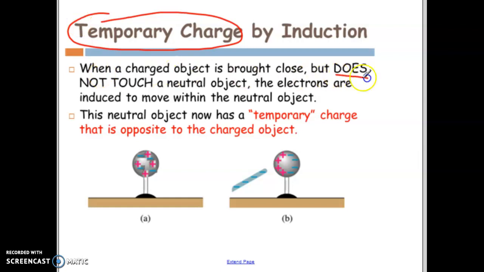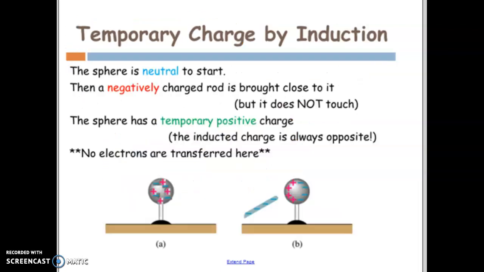Here you do not have any contact whatsoever. So here we have a neutral object, a negative rod is brought close. So what happens is the electrons are being repelled by this negative rod. So we can say that this has a temporary positive charge on one side and a temporary negative charge on the other side. Now, if you were to remove the rod, it would actually go back to being a neutral position and have the electrons back in their regular spot. The same thing happens if you have a positive rod. It's just that instead of the electrons moving away, they move closer.